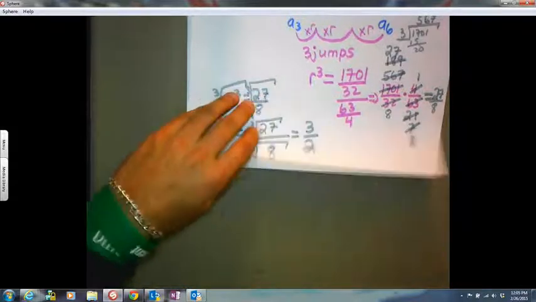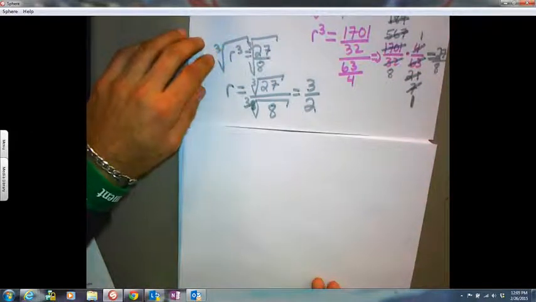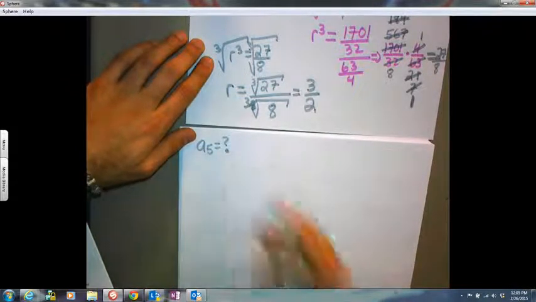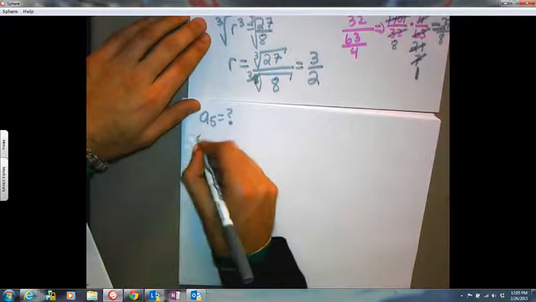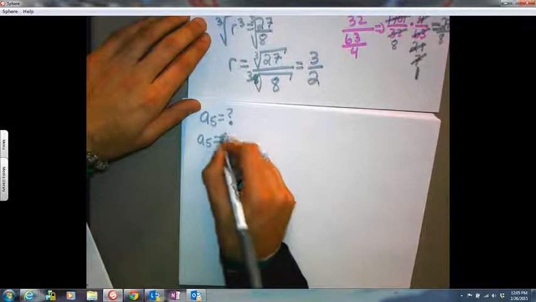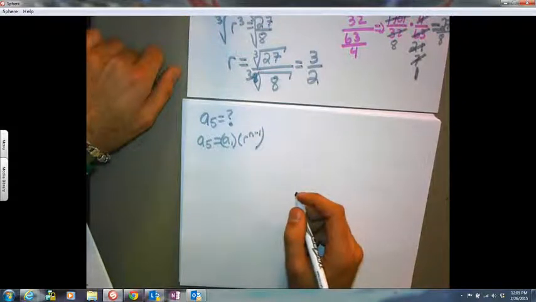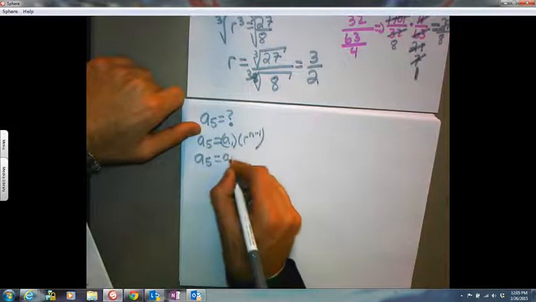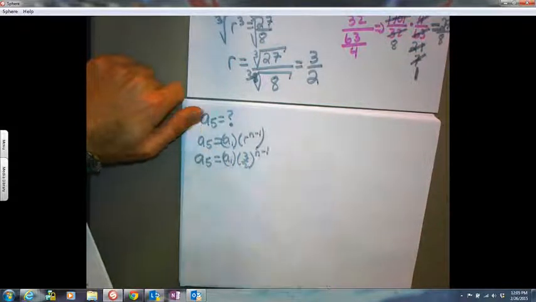And remember, our goal is to find a5. Well, we know this is geometric, which means a5 will equal a1 times r to the n minus 1. So a5 equals a1, we don't know what that is yet, times r, we do know that's 3/2, to the n minus 1. So we need to find a1, and then we'll be set. So let's find a1. Eddie.